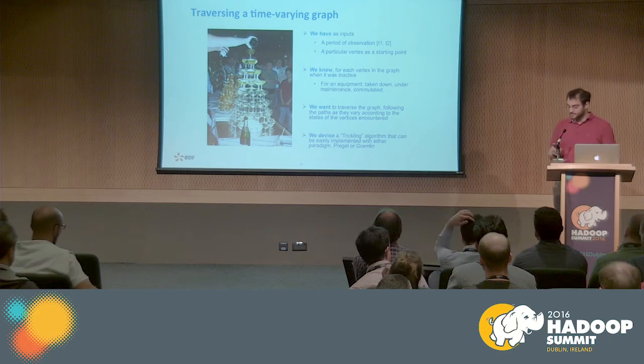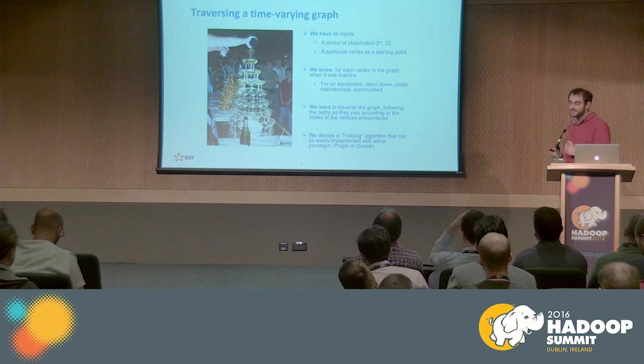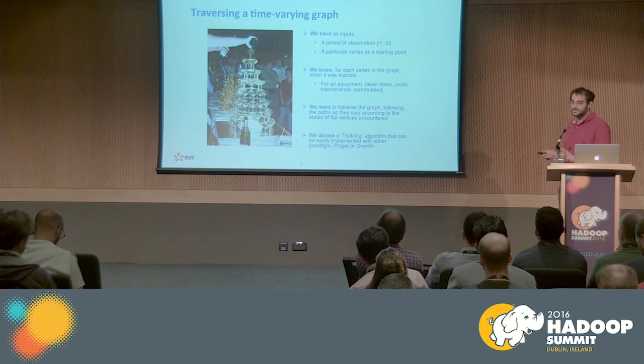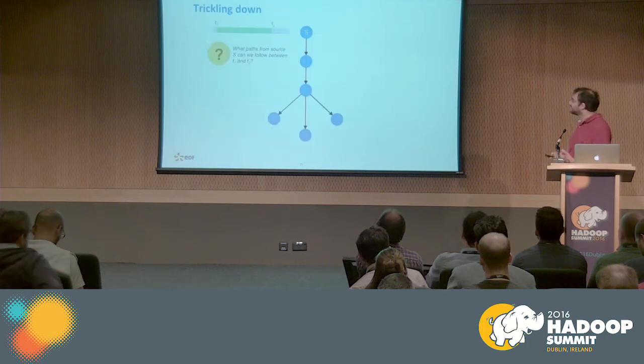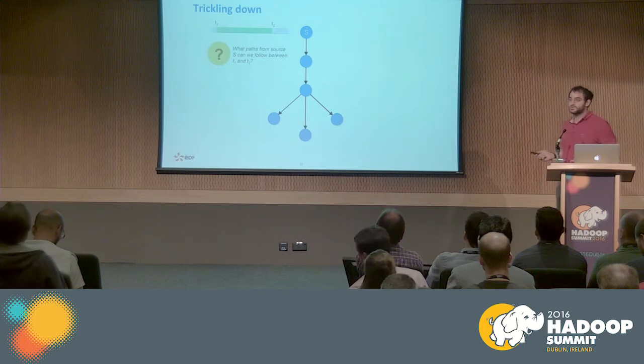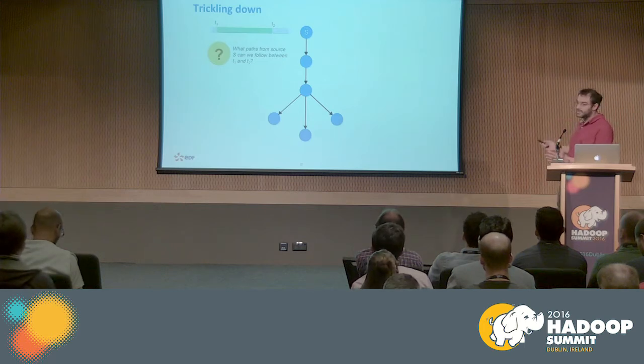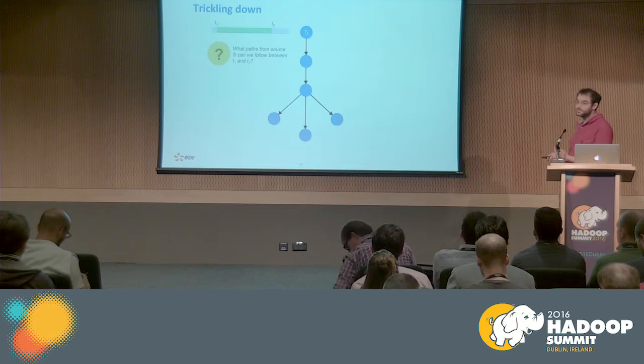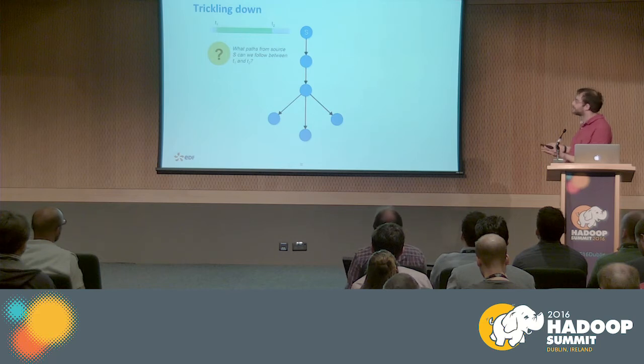And for this, we devised what we call the trickling algorithm. I'll explain in a minute why the name. And the advantage of the algorithm is that it can be implemented quite easily with either Gremlin or a Pregel-like paradigm, GraphX. So the trickling algorithm. In the more general form, we have a graph or a subgraph linked to a single source and a period of observation, T1, T2. And we want to explore all the paths going from source S to below the source.